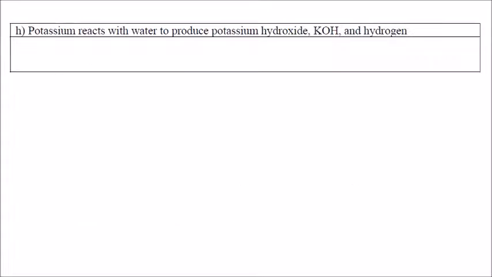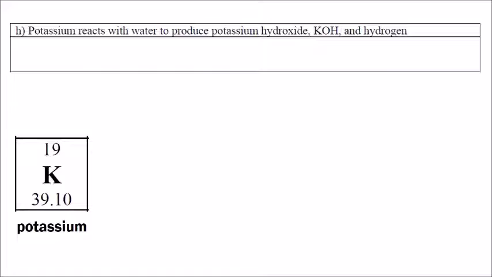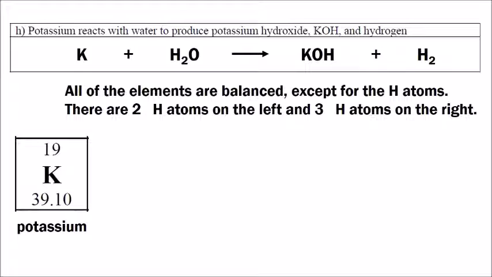Okay, on to our next chemical reaction. This one starts with potassium, which has the symbol K. It reacts with water, H2O, and the products of the reaction are potassium hydroxide, KOH, and hydrogen, which is one of the diatomic elements. All of the elements are balanced except for the hydrogen atoms. There are 2 hydrogen atoms on the left, but there is a total of 3 hydrogen atoms on the right.